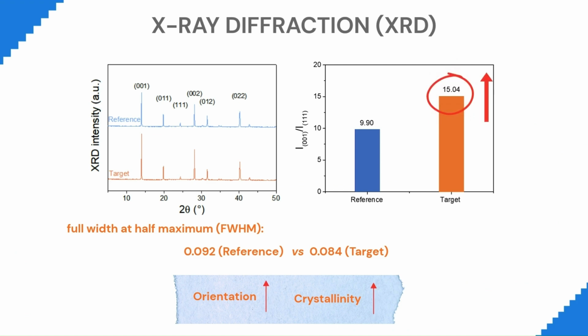Two key observations were made from the XRD patterns. When compared to the control film, the target film shows a significantly higher relative intensity ratio for the 001 diffraction peak. This indicates a superior preferred orientation of the perovskite grains along the 001 direction after passivation. Furthermore, by analyzing the full width at half maximum of the 001 peak, we found that it becomes narrower in the passivated film. A narrower FWHM directly translates to better crystallinity, meaning the crystal structure within the grain has become more ordered and contains fewer defects.